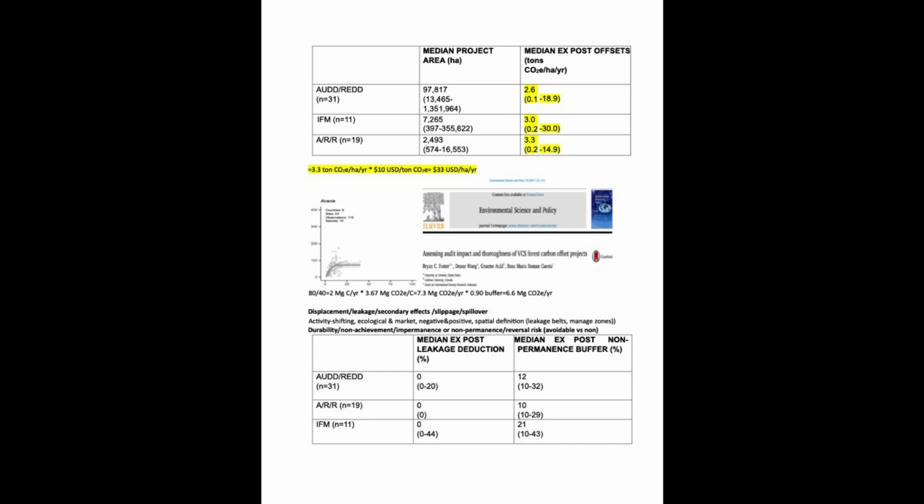Note that buffers may need to be increased in the future to account for climate change impacts on forest, from weather conditions of increased magnitude, severity, and extent: fire, water, and wind.